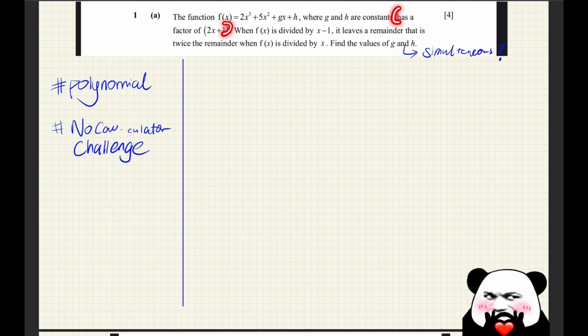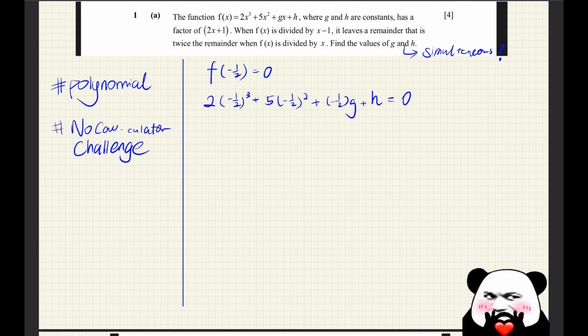So just based on this sentence, we can link back to what we have learned in the factor theorem, whereby f(x) equals 0 when the factor is substituted in. So in this case, f of 2x plus 1 equals 0. So it means that x equals negative 0.5, which means 2 times negative half cubed plus 5 negative half squared plus negative half g plus h equals 0.